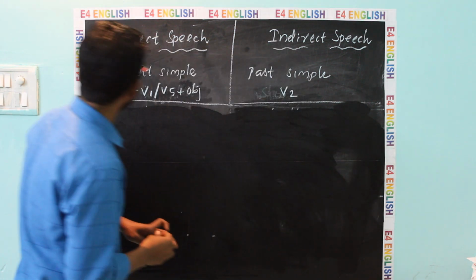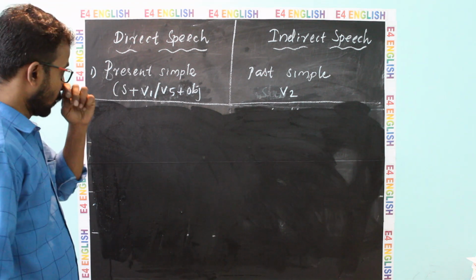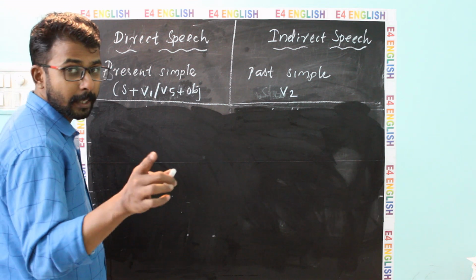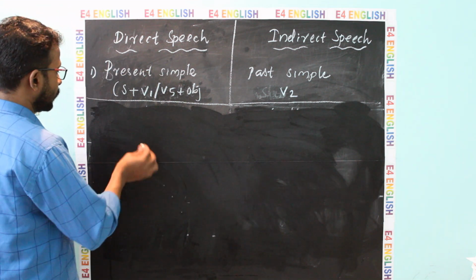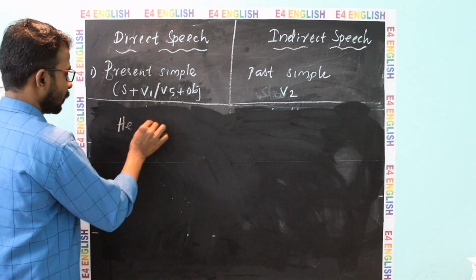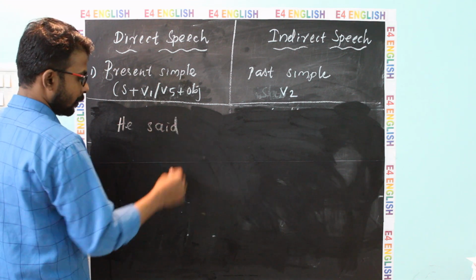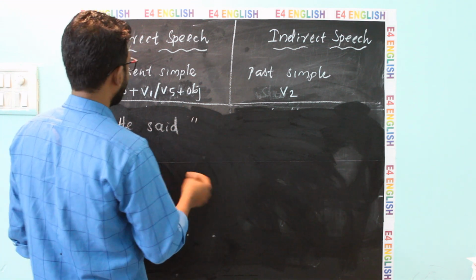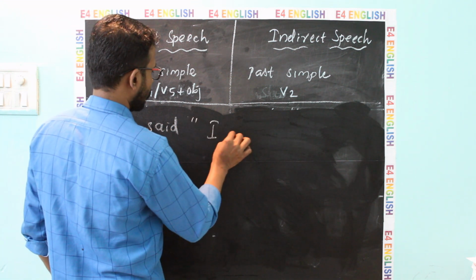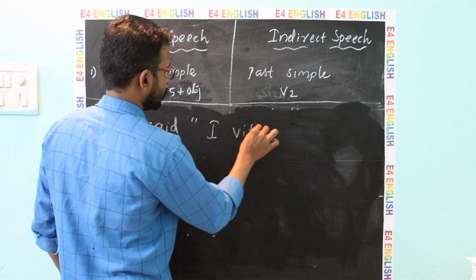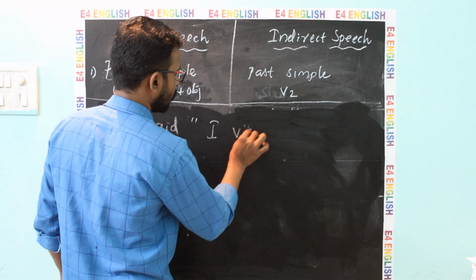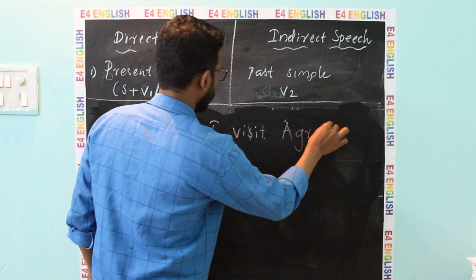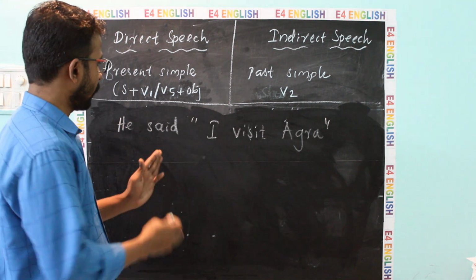First of all, the direct speech sentence is present simple. This is also applicable only when one thing is satisfied. You see here, he said, I visit Agra. Okay, so this is a direct speech.